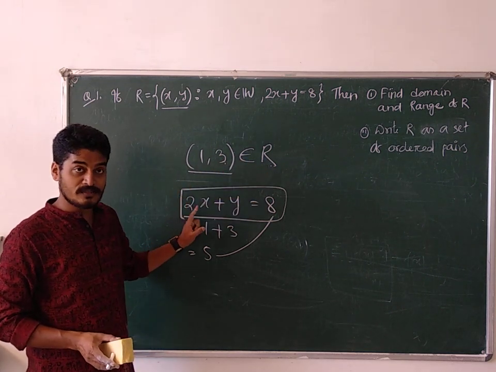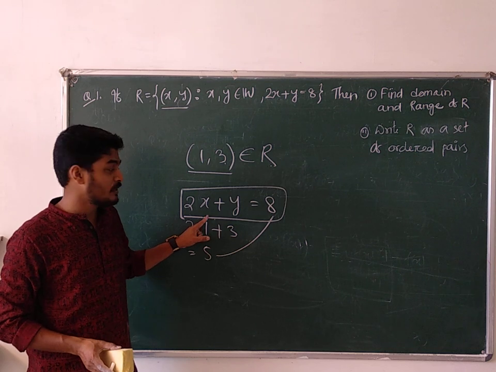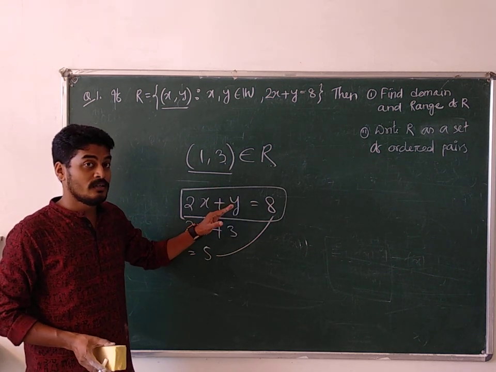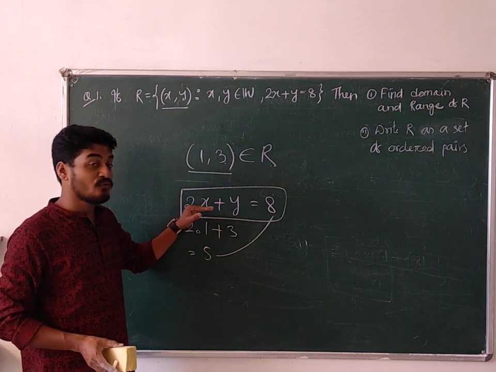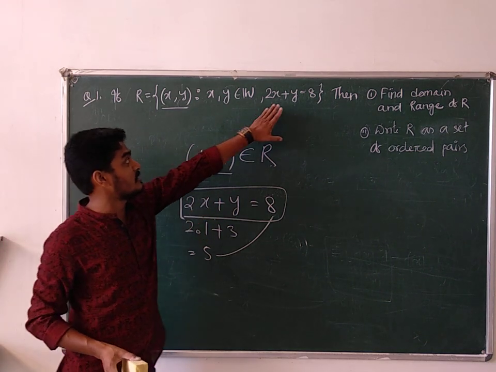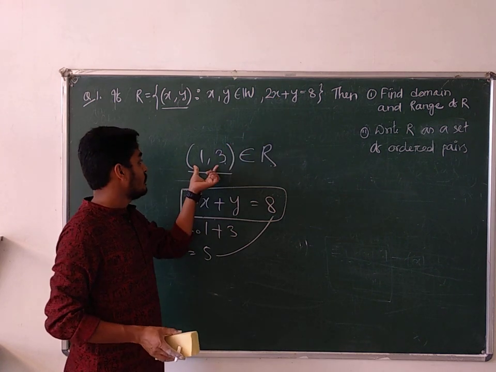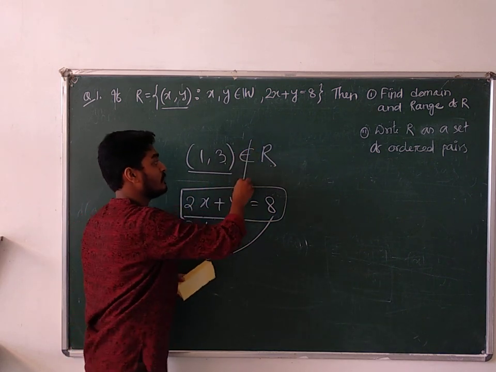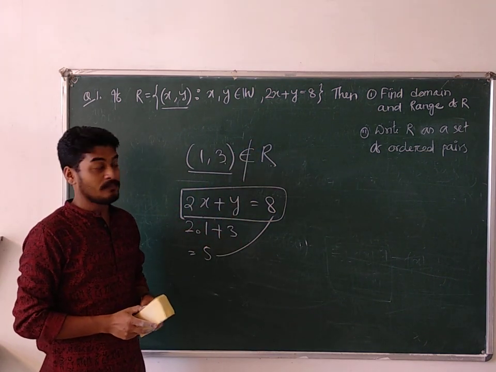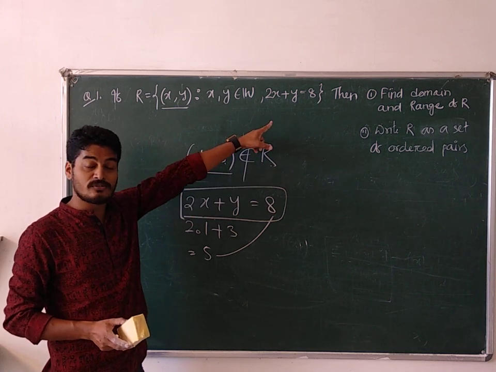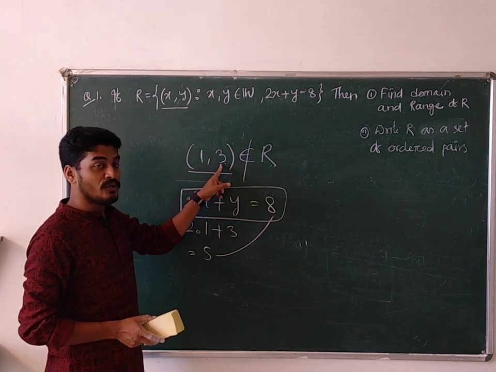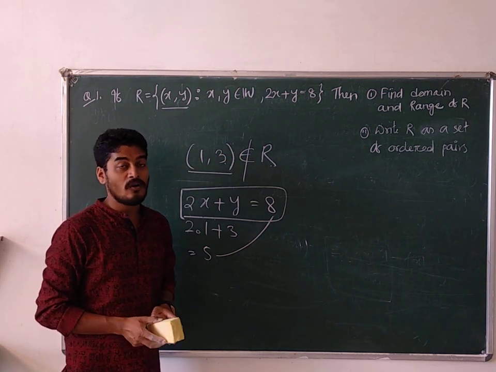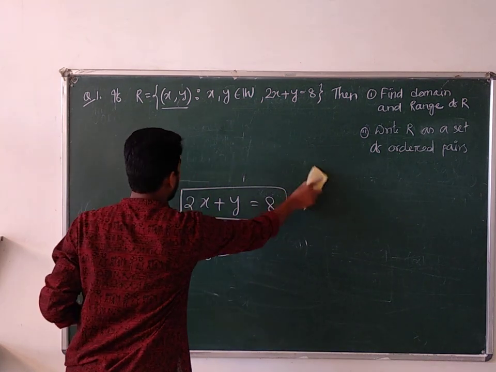What is the condition to be satisfied? Twice the x component plus the y component is equal to 8. But when I put the x and y values, we have got 5. That means this expression does not satisfy the condition. This ordered pair (1, 3) does not satisfy the condition. That's why this is not an element of the set R. That means to be an element of the set R, both conditions should be satisfied. First of all, they should be whole numbers and they should satisfy this condition at the same moment. Then and only then will those ordered pairs be in the set R.